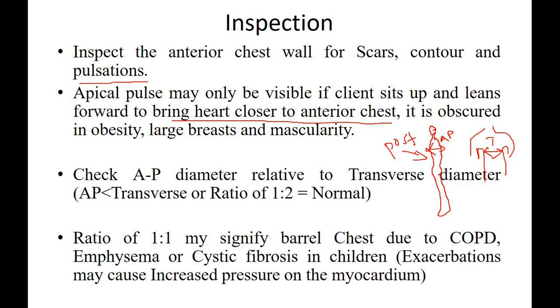Now in patients that have a barrel chest, you find that the transverse diameter becomes equal to the anterior posterior diameter because the chest has expanded so much, and the sternum is pushed forward anteriorly. The normal anterior posterior to transverse diameter ratio is 1:2, where the anterior posterior is 1 and the transverse diameter is 2. A ratio of 1:1 may signify barrel chest due to chronic obstructive pulmonary disease, emphysema, or cystic fibrosis in children. You may also see this if your patient has a tension pneumothorax.